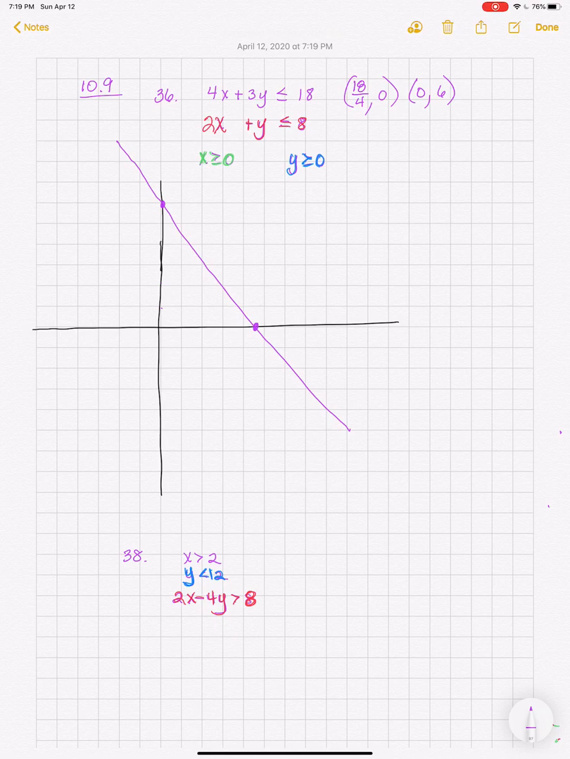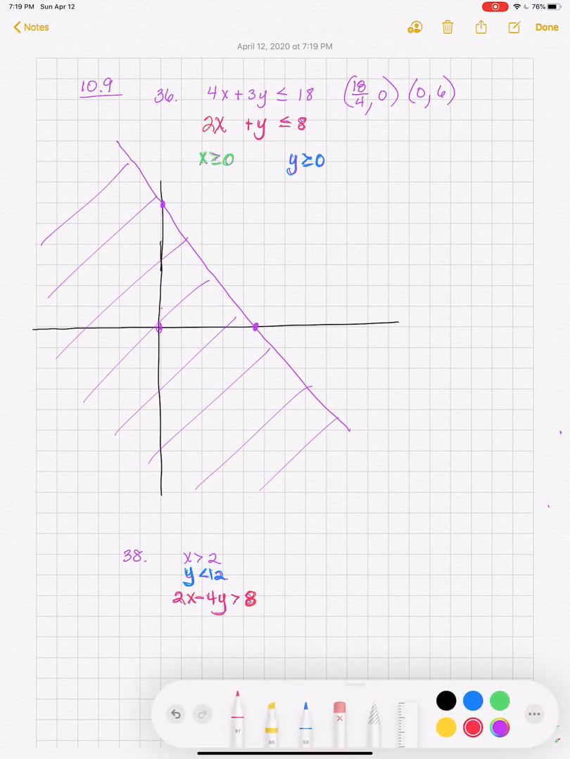So if I pick a test point that's not on that line, let's pick 0, 0. If I plug in 0, 0, 0 for x, 0 for y, I get 0 is less than or equal to 18. Well, that's a true statement, so I'm going to shade everything toward my test point. So I'm shading everything toward 0, 0, since that made that statement true. All right, now I'm going to go on to that next inequality.